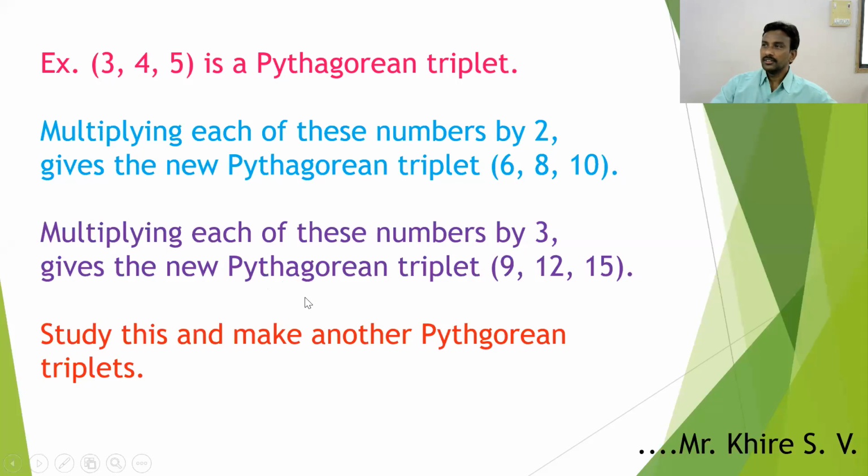Okay. So study this and make some other Pythagorean triplets like above: 3, 4, 5, 6, 8, 10, 9, 12, 15, like this. These are the Pythagorean triplets. Got it?